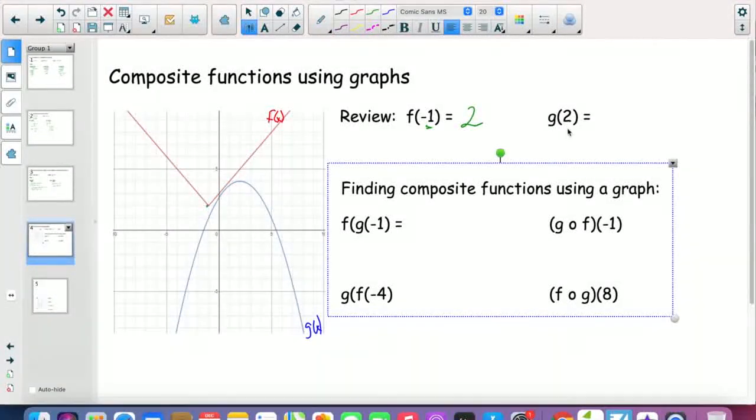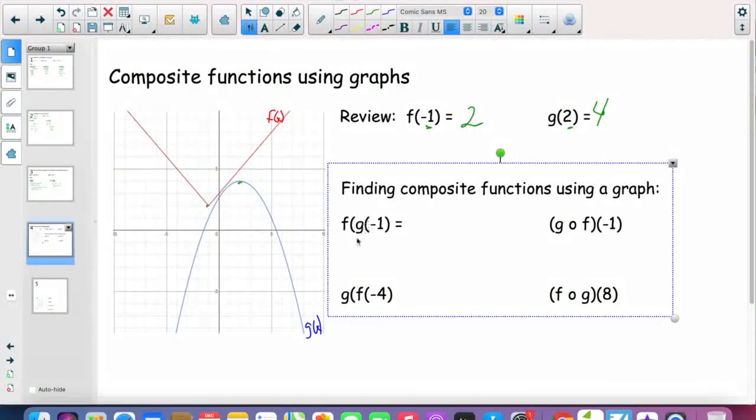For g of 2, they want us to go to the x value of 2, and then they want us to travel to the blue function, the g of x function, to figure out what its y value is when x is 2. That would be 1, 2, 3, 4. So g of 2 is 4. Similarly to what we did here, we're going to combine what we did earlier in this section with this that we did in another chapter.